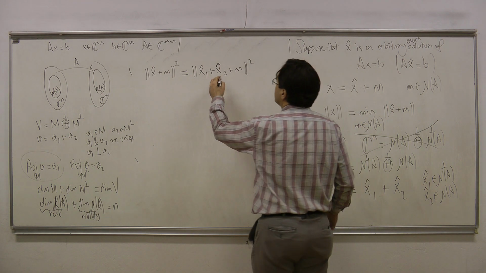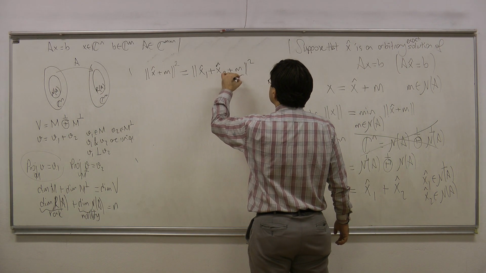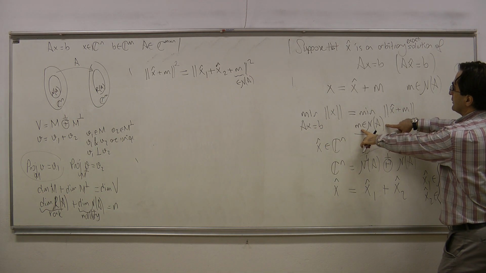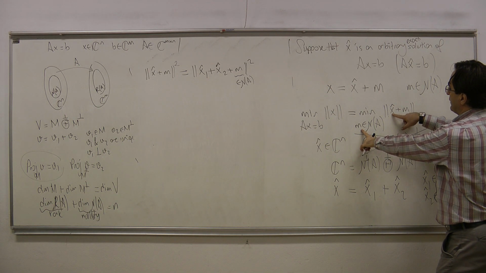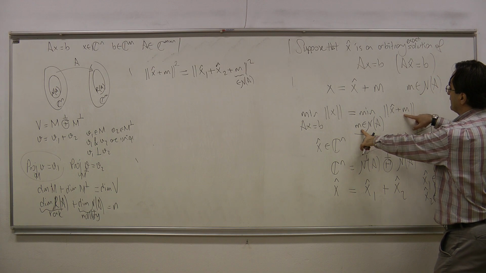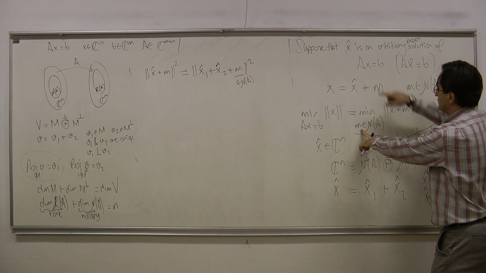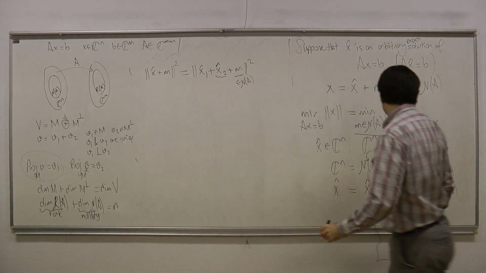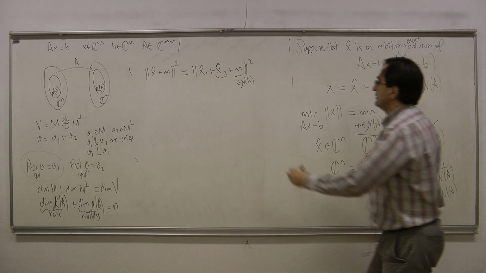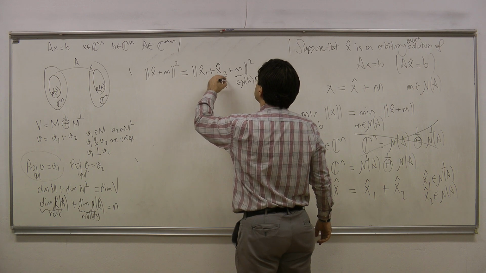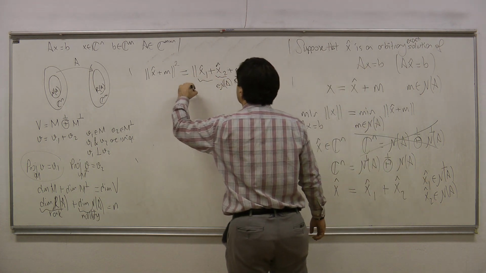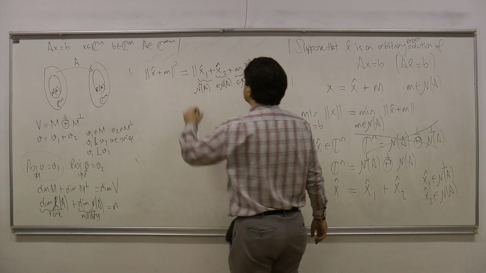Now let us look at these vectors. m is in null space of A. In the optimization, I need to choose m in the null space of A for x hat plus m to be an exact solution to this equation. m is in null space of A. x2 is in null space of A. And x1 hat is in null space of A orthogonal complement. All right?